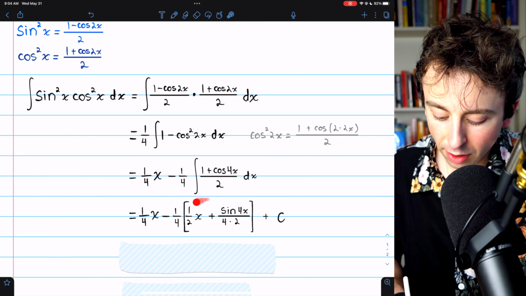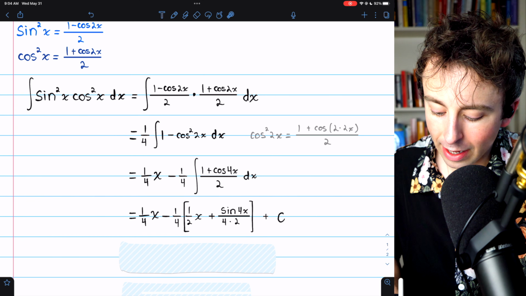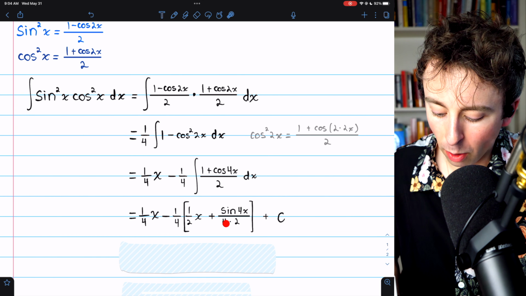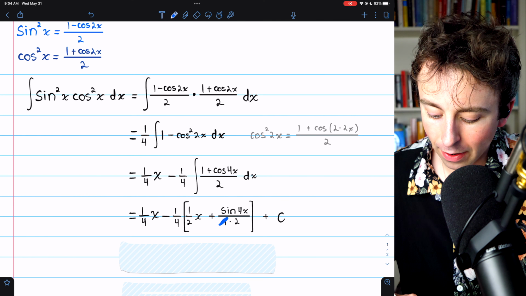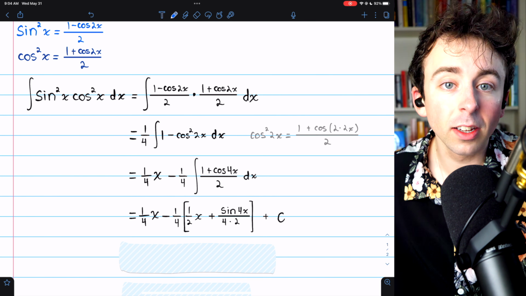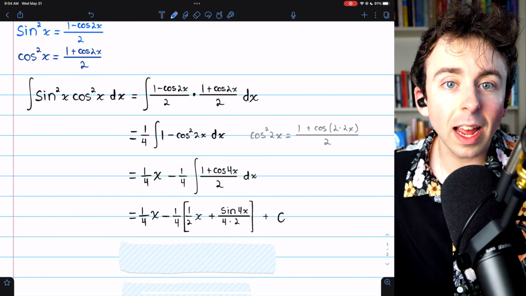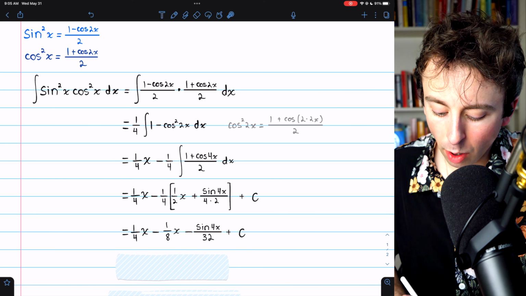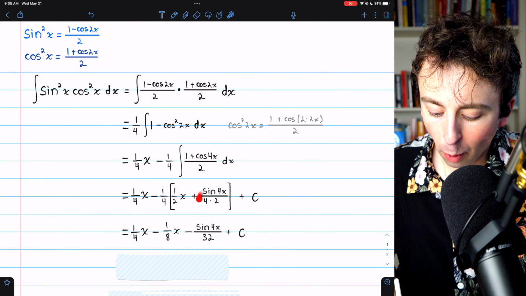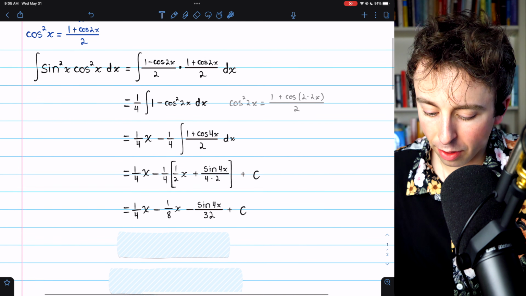You can see if we took the derivative of this, we'd get the 1/2, and then with this expression, we would get cosine of 4x times 4 because of the chain rule. The times 4 would cancel out with this 4 in the denominator, and so we'd just be left with 1/2 plus cosine of 4x over 2. So this works, and we're also adding our arbitrary constant. Now we just have to simplify. Distributing this negative 1/4, the 1/2 x becomes minus 1/8 x, and sine of 4x over 8 becomes minus sine of 4x over 32.